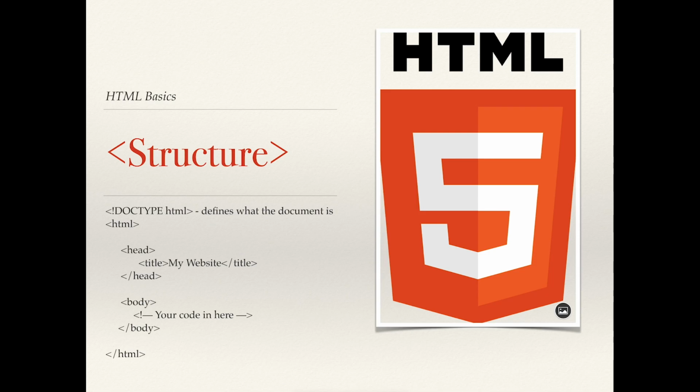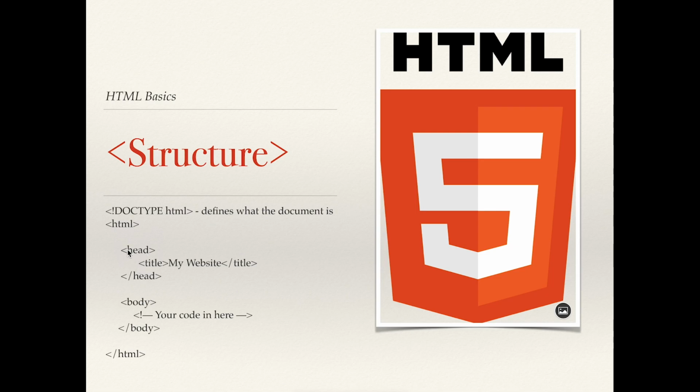So the basic structure, and we'll look at this a little bit as we get into writing the code, is going to start off with a doctype HTML. That's just going to tell the browser what language we're using. We're using HTML, not XML or XHTML. So that just defines what the document is. We're going to have an HTML document, opening tag, and closing tag. Everything starts with the open tag and everything ends with a closing tag.